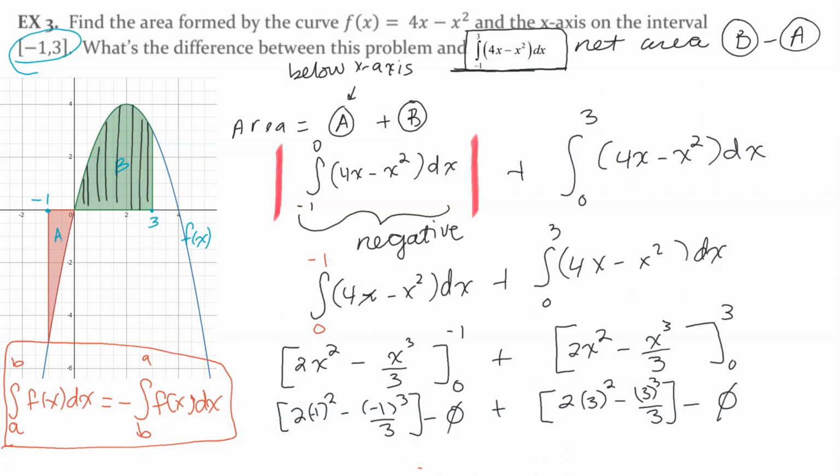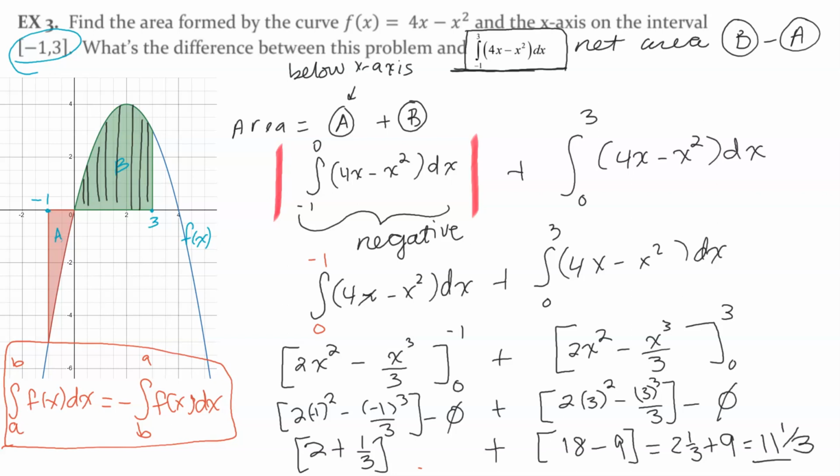Here, negative 1 squared is positive, so that would be 2. Negative 1 to the third power is negative, times a negative is a positive, plus a third. And here, 3 squared is 9, times 2 is 18, minus 3 to the third, 27, divided by 3 is 9. So that really is 2 and a third, plus 9, which is 11 and a third. So that is the area.